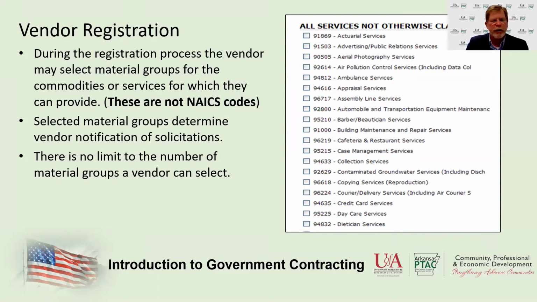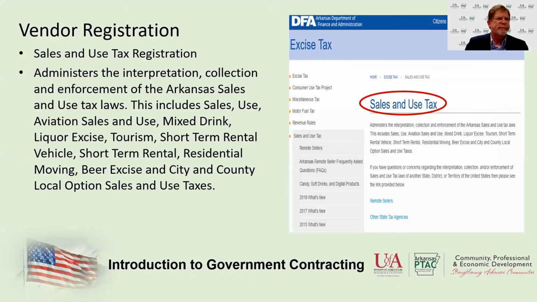And if you select to have the automatic emails, then if a bid is a certain amount, you'll receive an email that the bid's been posted publicly. And there's no limit to the number of material groups a vendor can select. So just like with NAICS and SAM, you can choose pretty much as many material group numbers as you would like.